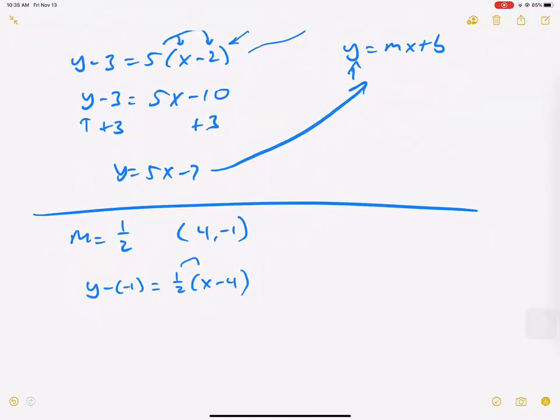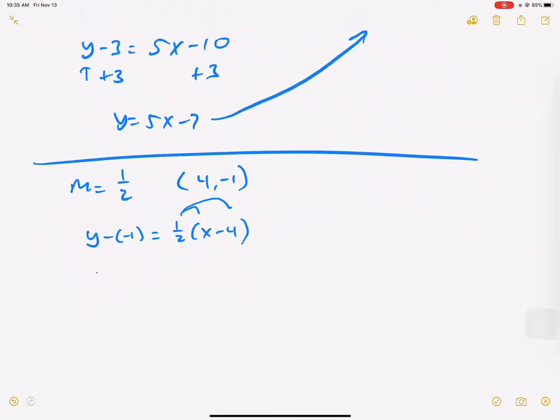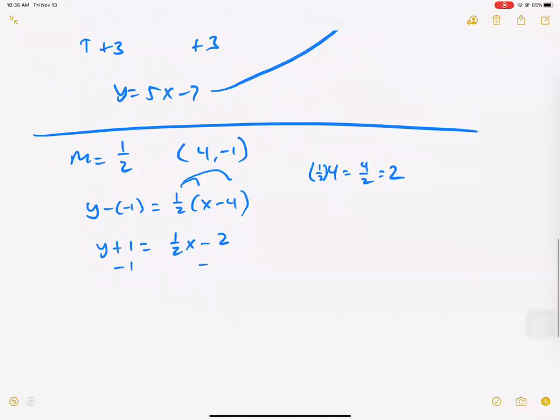Again, we get rid of the parentheses by multiplying out the fraction, in this case. Y plus 1 is equal to 1/2 x. What's half of 4? Half of 4 is 2. 4 times 1/2 equals 4 over 2, which reduces to 2. Don't forget there's a negative there, okay? One last step. Solve for y. Y is equal to 1/2 x minus 3.